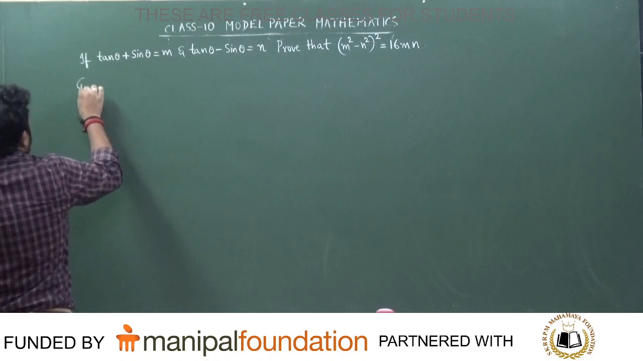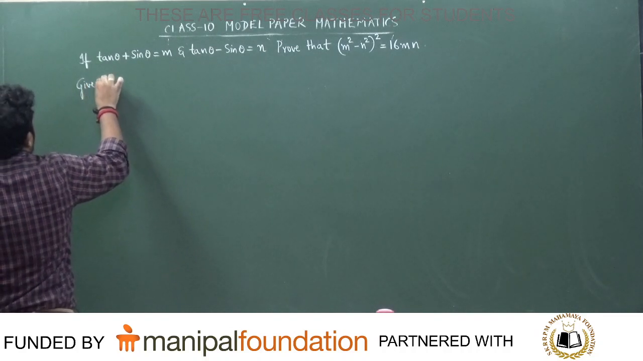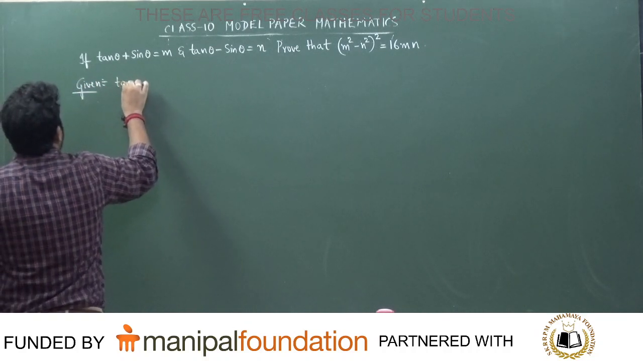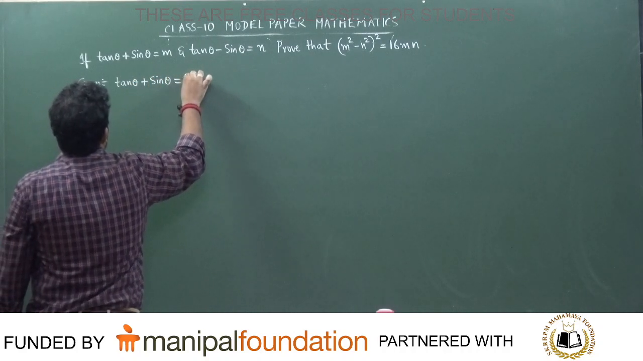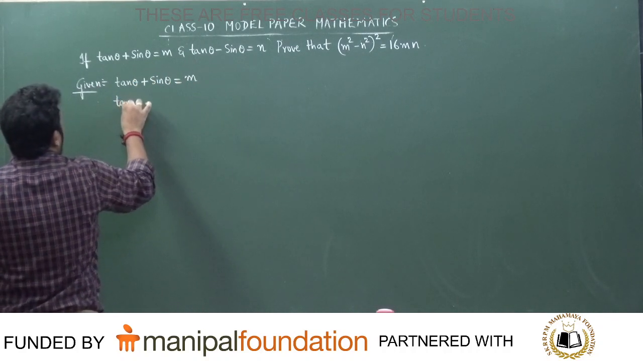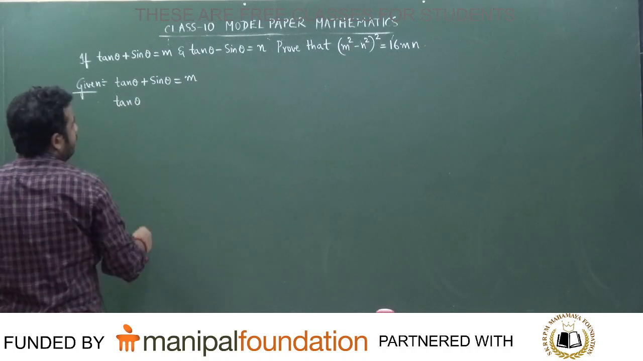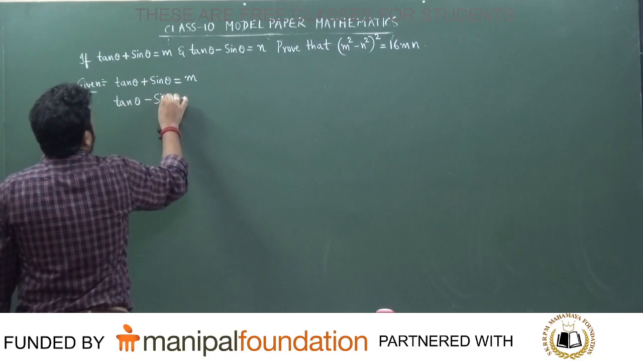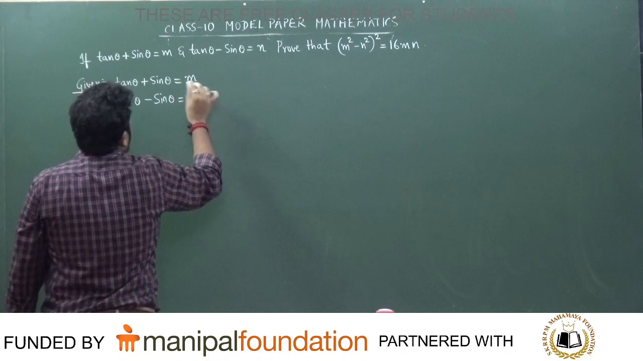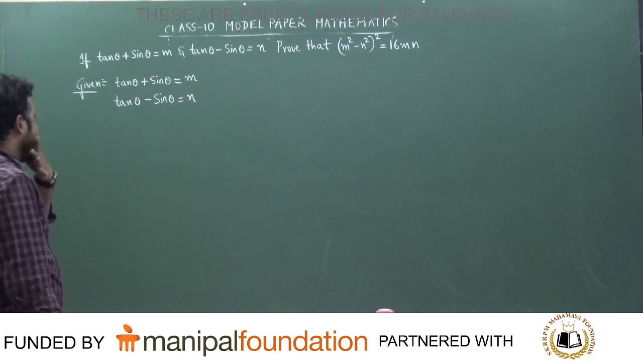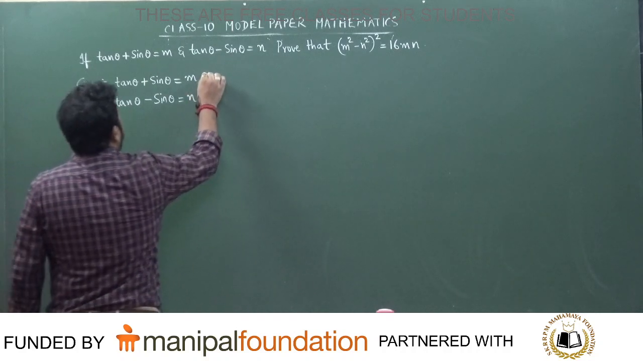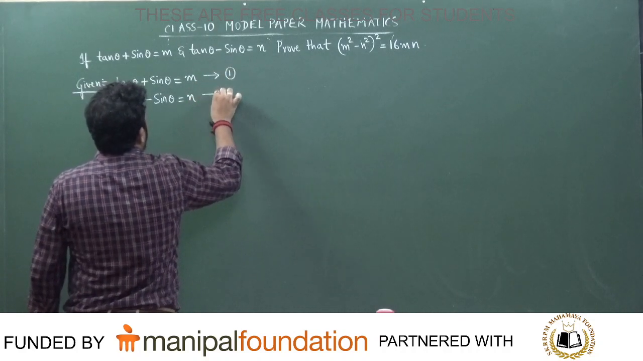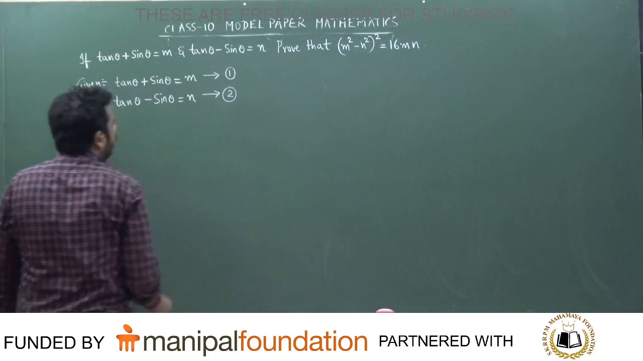So what is given in the problem, students? Given in the problem, tan theta plus sin theta is equal to m, and tan theta minus sin theta is given as n, correct or not? That is equal to n. I will put this as equation number 1, students. This I will put as equation number 2.